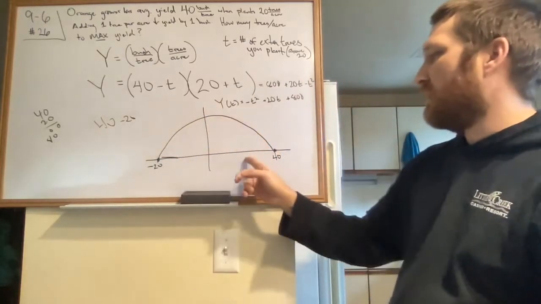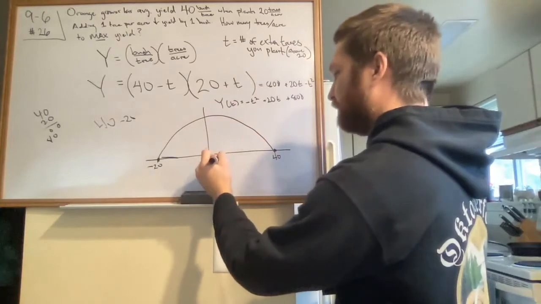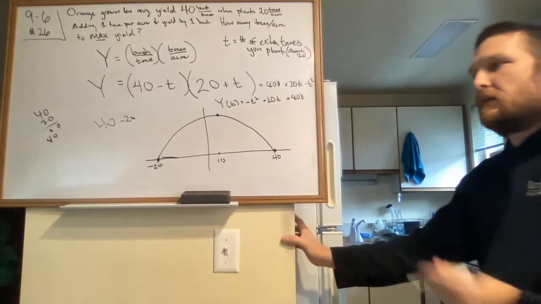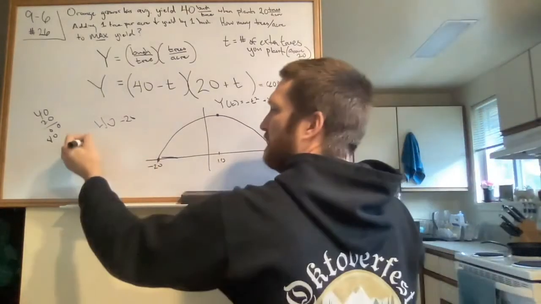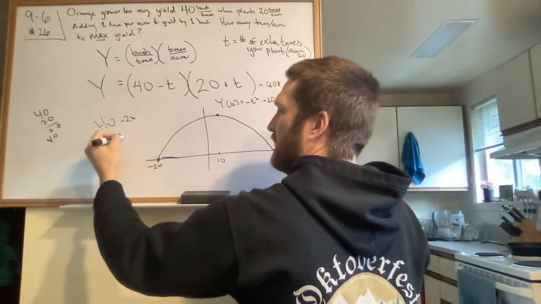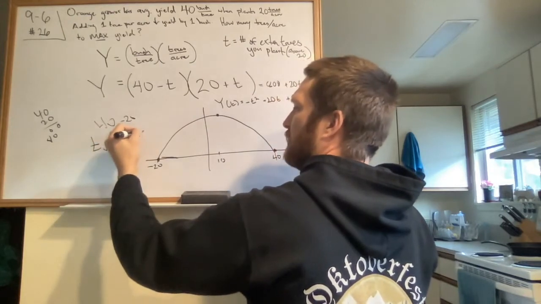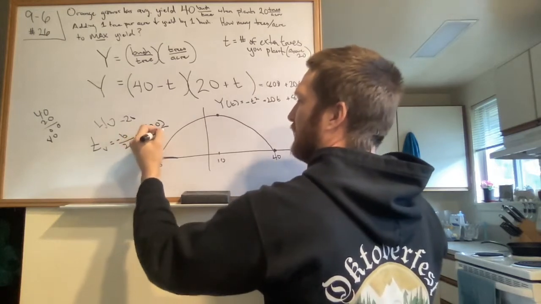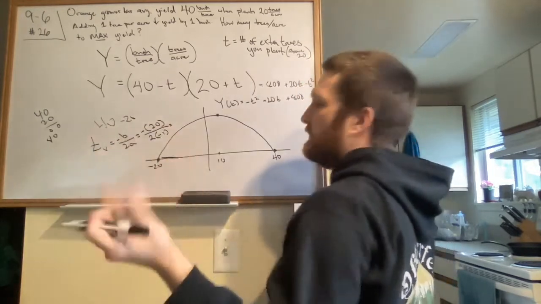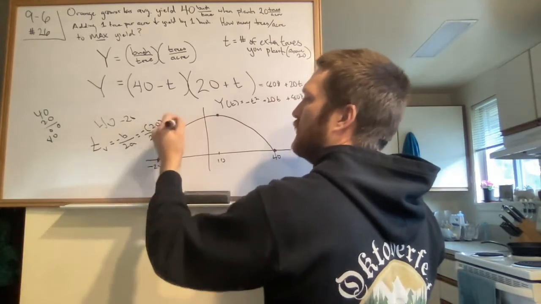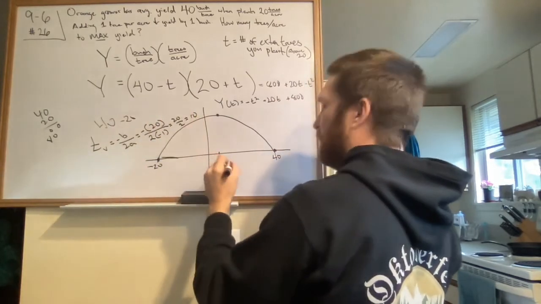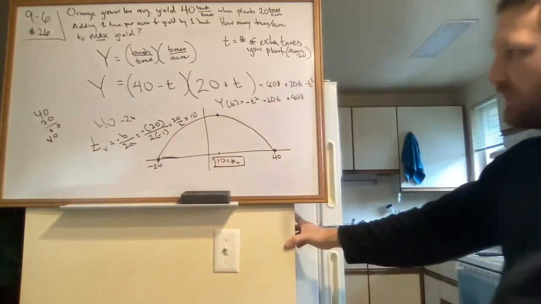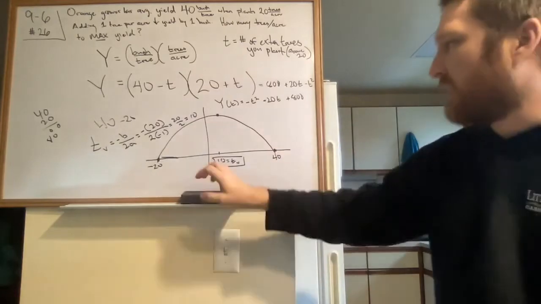Halfway between there is like 10. And you'd say, let's double check that the t value of the vertex should be minus b over 2a. So it should be minus 20 over 2 times negative 1. A minus minus is a positive, so you have 10. There you go. That's the t value of your vertex right there. And you would find that if you plug that in, you would maximize your yield.